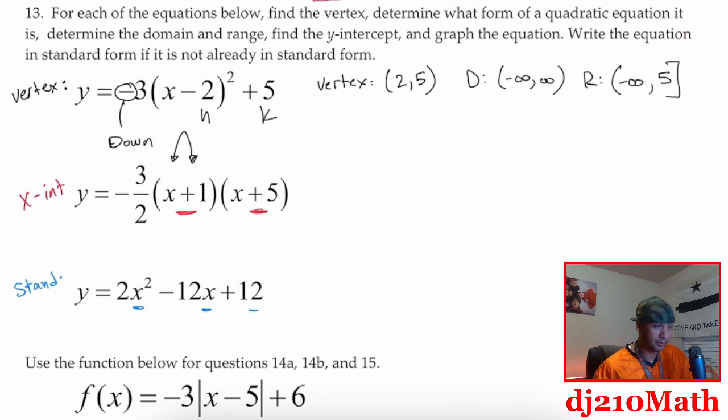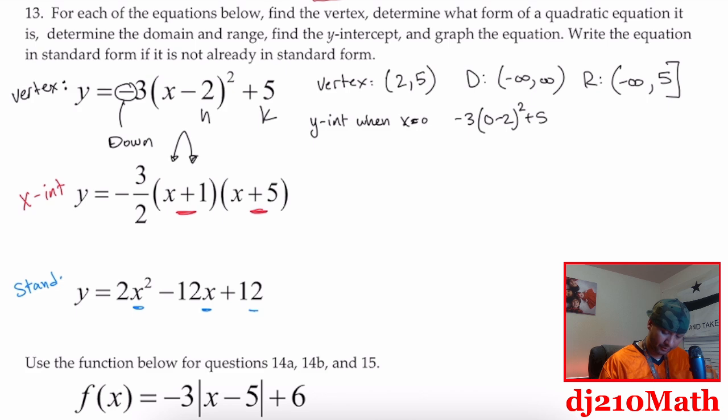Y-intercept. The y-intercept is when x is equal to 0. So if we let x be 0, we get negative 3 times 0 minus 2 squared plus 5, which is negative 3 times negative 2 squared plus 5. Negative 2 squared is going to be positive 4. Negative 3 times 4 is negative 12, plus 5 is negative 7.